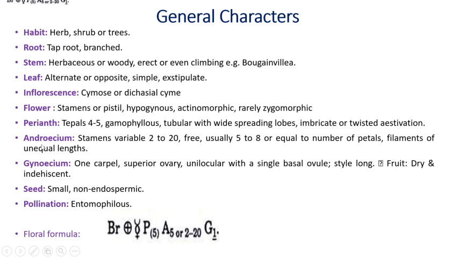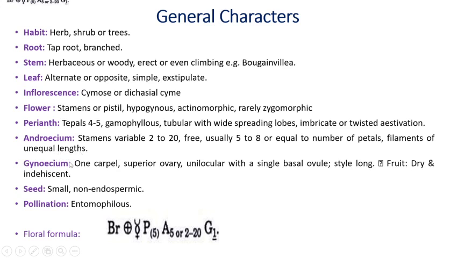Then next, the male sexual organ, androecium. The number of individuals of androecium is called stamens, and they may be variable. Starting from 2 to 20 stamens are there, but they all are free. Usually 5 to 8, equal to the number of petals or tepals. Filaments of unequal length. That means some filaments are long, some filaments are short. That's why they are called unequal lengths.